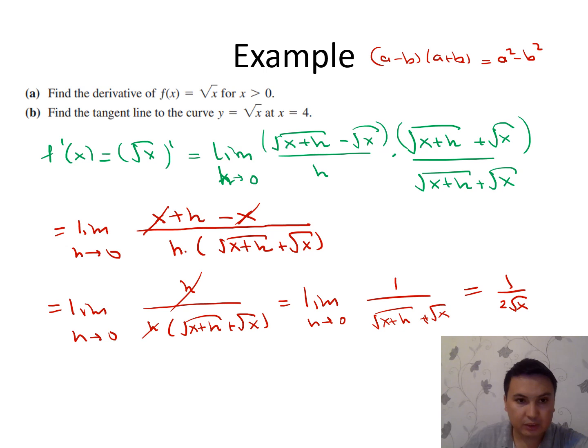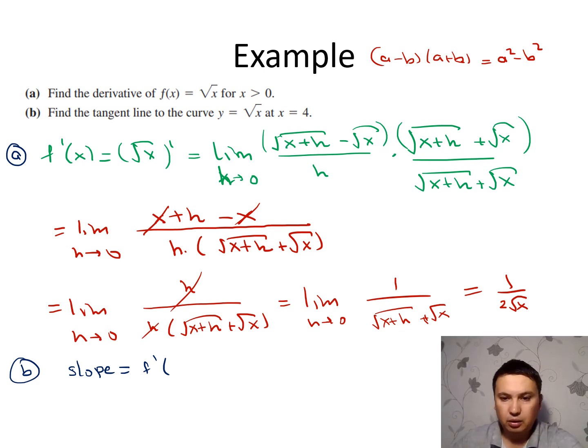Right, now this was for part A. Now let's do part B. Let's see if the space permits. So I want to find the tangent line at x equal to 4. Which means first I need to find the slope, right? So to calculate the slope, it's f prime of 4, because we are looking for the tangent line at x equal to 4.